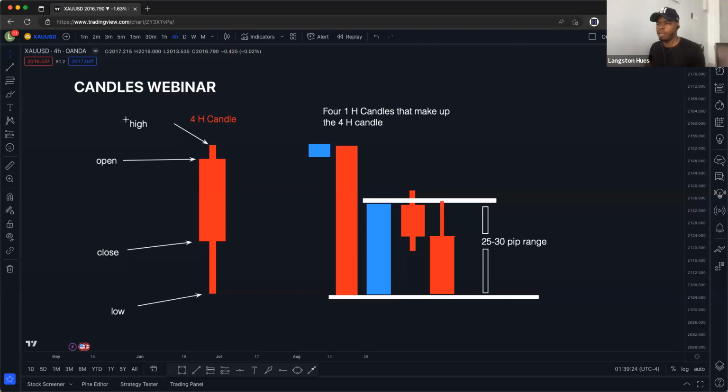So when we look again over here, we see that this is the high of our candle. This right here is the open. This right here is our close. And then this right here is our low.